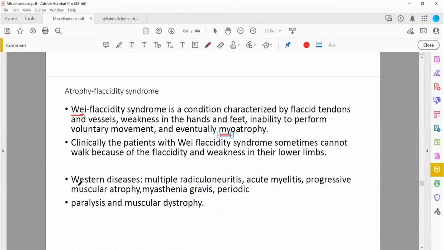Western diseases: multiple radicular neuritis, acute myelitis, progressive muscular atrophy, myasthenia gravis, periodic paralysis, and muscular dystrophy. So many things about the nerves or the muscles. The muscles, that's still because of the nerves.